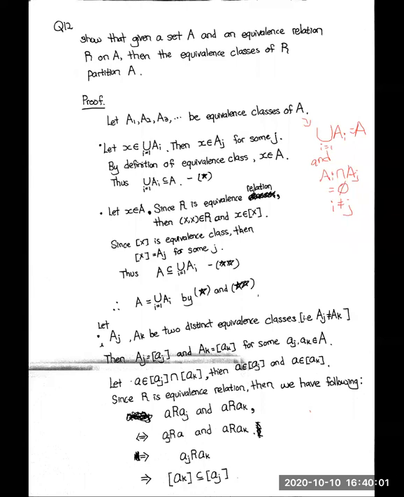Then we want to show that all these equivalence classes partition A. In other words, we want to show 2 points. First, that the union of all these sets is equal to A. And second, that the intersection of any two distinct equivalence classes is empty. Let's show point 1 first. Since we want to show equality, one of the best ways is to show that each is a subset of the other.